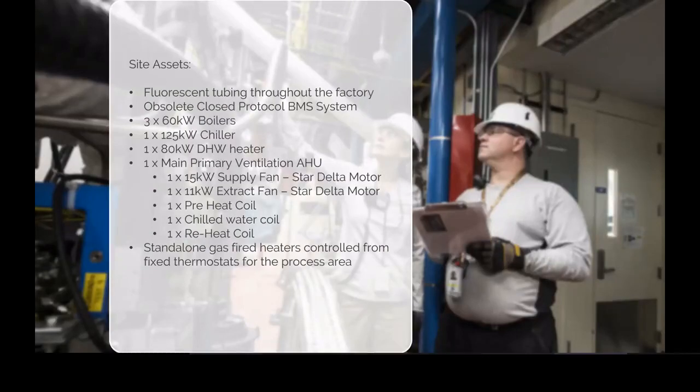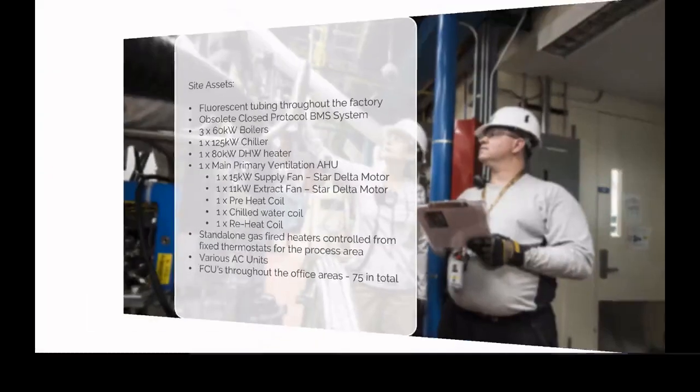So dotted about the process area, which is 50% of the site, you've got these units providing just standalone heat from their own control wall stat. We also have some various AC units in the offices, and we have fan coil units throughout the office areas that in total equate to 75 units.